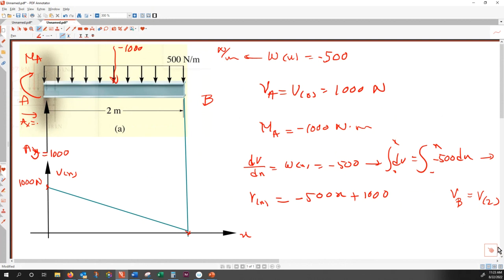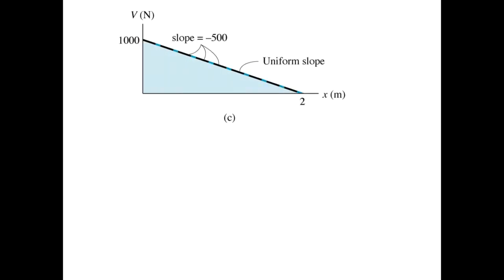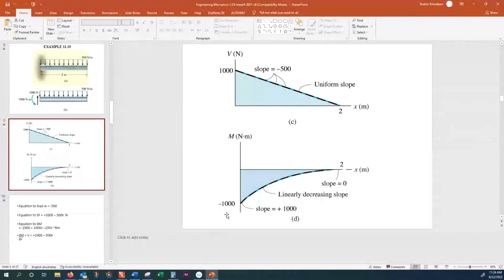So the second part is we have to find out the variation of the bending moment. So bending moment, how do we do bending moment? That is another integration. So let me see if you have access to the solution for this problem. Yeah. All right.